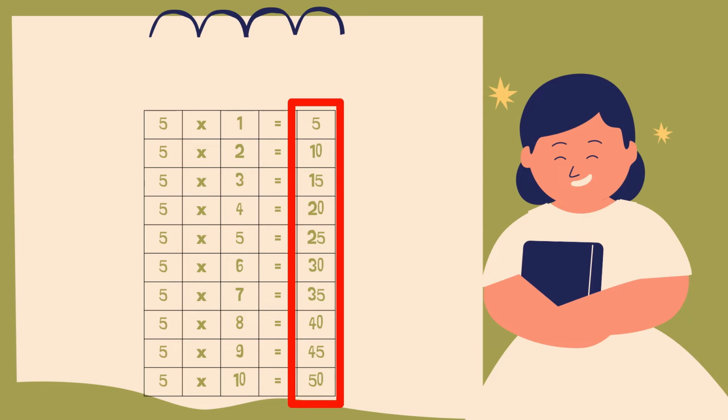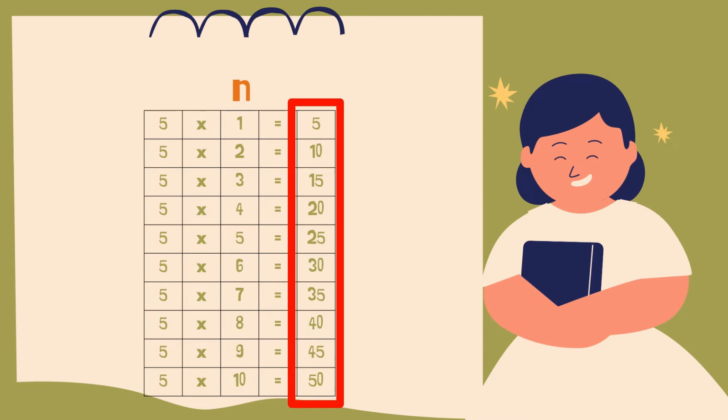So instead of adding 5, we can multiply 5 by the position. Again, 5 is the first term, so we are going to multiply 5 by 1. 10 is the second position, so we are going to multiply 5 by 2. 15 is the third position, so we are going to multiply 5 by 3. And so on.